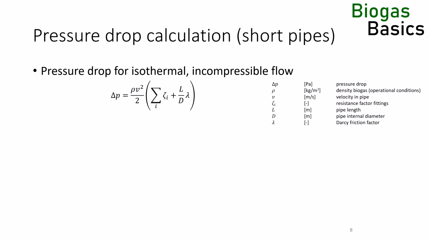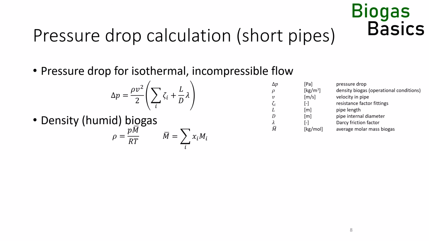Technically, this formula is only for incompressible flow, but the changes of the biogas density are very small. Typically, the biogas pressure is slightly above ambient pressure, around 1000 millibars, and the pressure drop is a couple of millibars, so the density barely changes. The formula also assumes isothermal flow and no condensation or even two-phase flow. The density of the gas can be calculated with the ideal gas formula. Make sure not to forget the water vapor content.